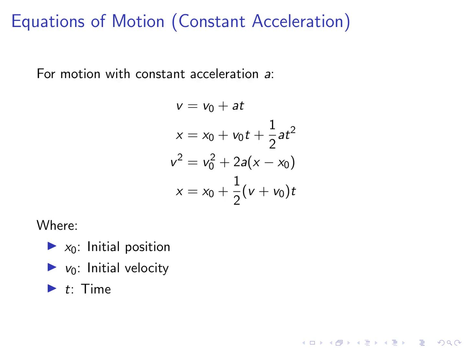For motion with constant acceleration, the following equations apply: v equals v0 plus at, x equals x0 plus v0 t plus 1/2 at squared, v squared equals v0 squared plus 2a times (x minus x0), and x equals x0 plus 1/2 times the sum of v and v0 times t. Here, x0 is the initial position, v0 is the initial velocity, and t is time.